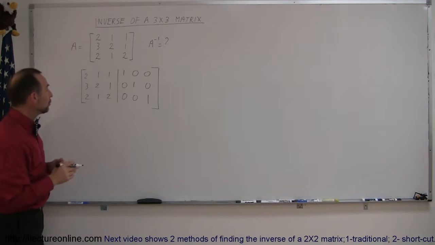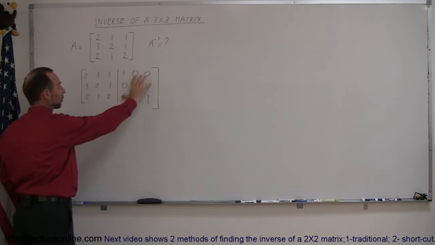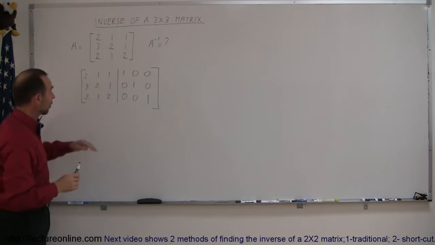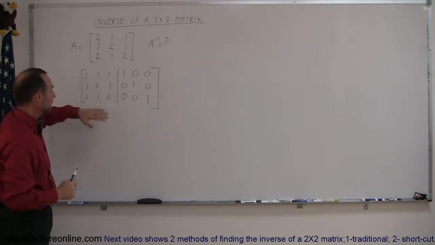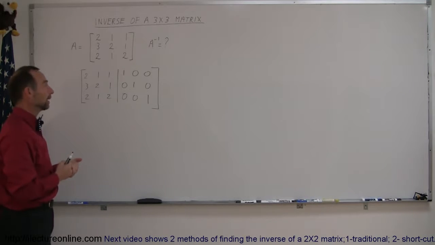And to do that, what you do is you go through a series of steps to make the left one look just like the right one the way you started. You want to make the left one into an identity matrix. You want this to be ones across the diagonal and zeros everywhere else. And there's a set of rules that you have to follow, and I'll show you the rules.